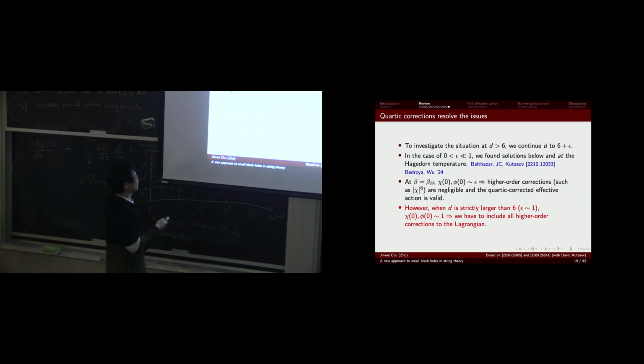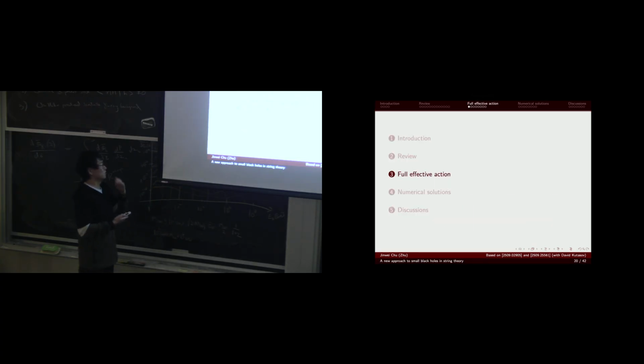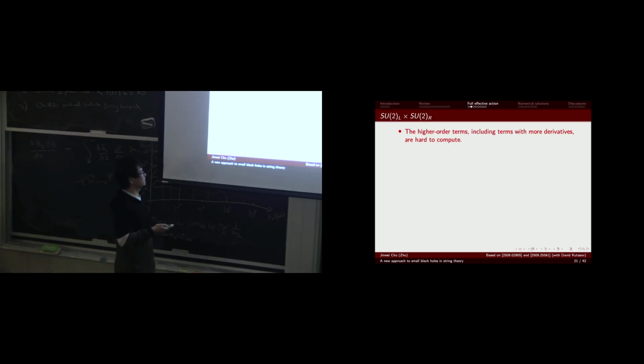But for any integer d larger than 6, this epsilon would be of order 1, and then this scaling behavior would imply that chi 0 and phi 0 are also of order 1. So in this case, of course, the higher order terms are no longer negligible, and we have to include all of them to further investigate the situation. That brings us to our recent work, where we have made progress towards deriving the full effective action. Are there any questions so far? Okay, so let me proceed.